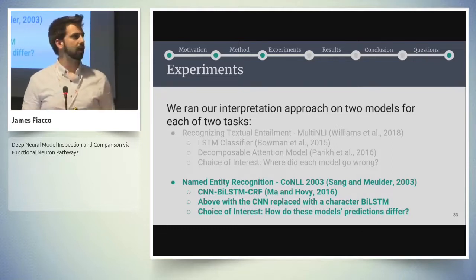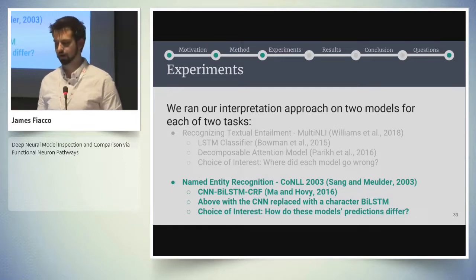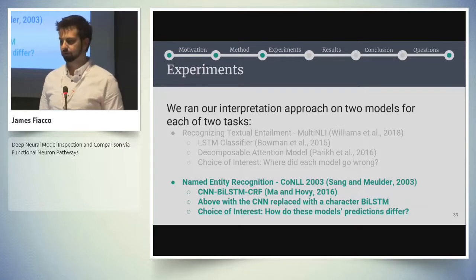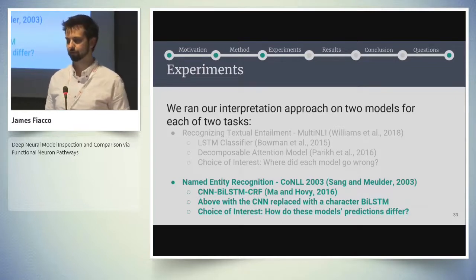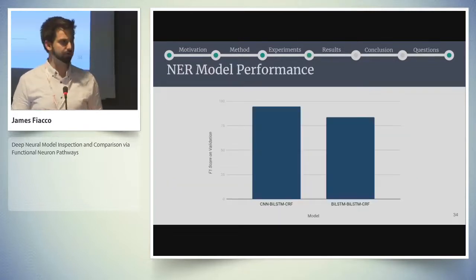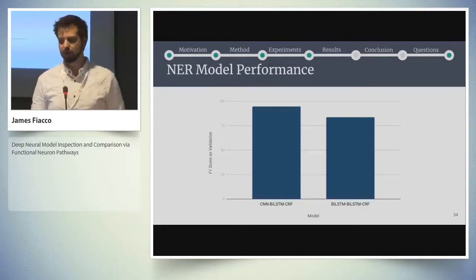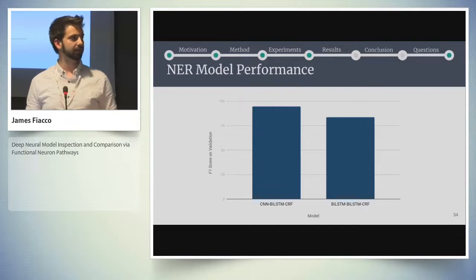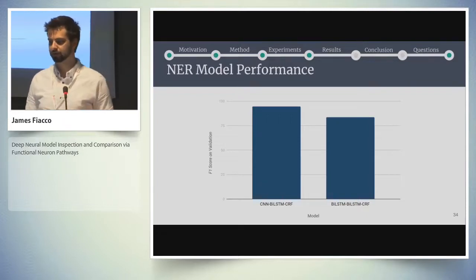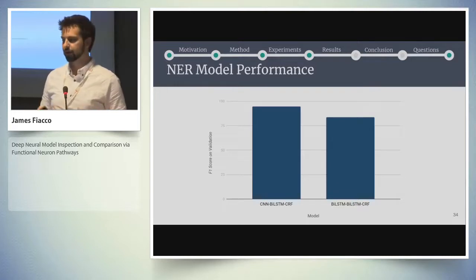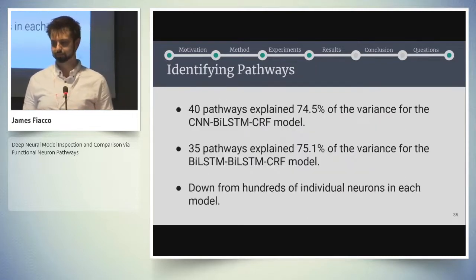We ran this on the CoNLL 2003 data set for NER, and the question that we were asking about these models was how do these predictions differ between these two models? So for the performance of the models, these are untuned because the absolute performance doesn't really matter. We're really just interested in the comparison between them. But the CNN-based model did quite a bit better than the BiLSTM-based model. And that's what we're going to take out of this for the rest of the interpretation.